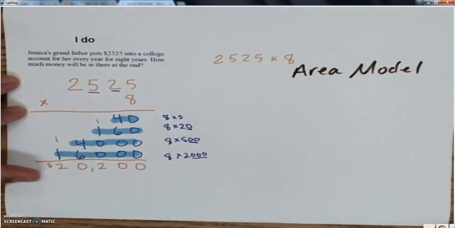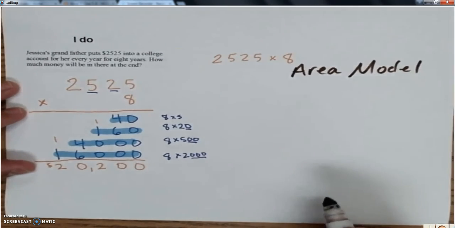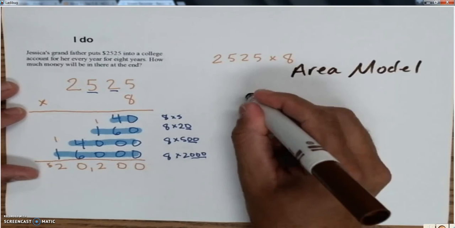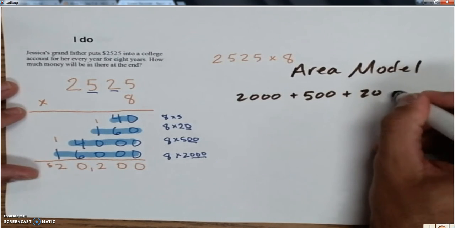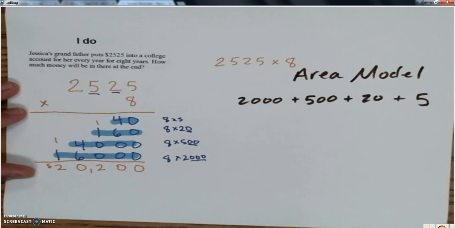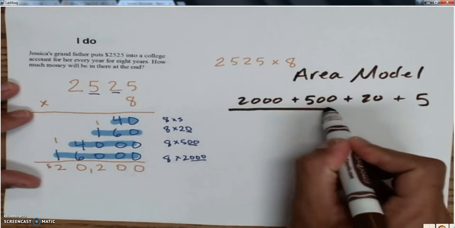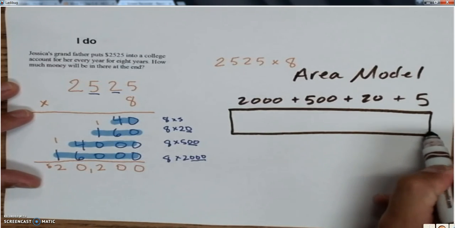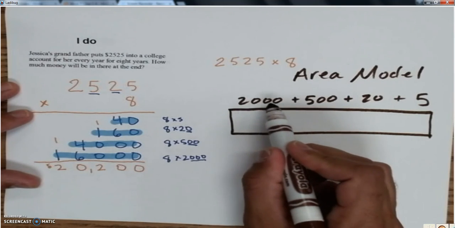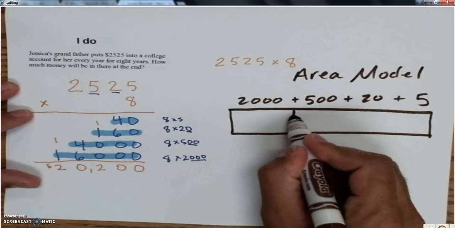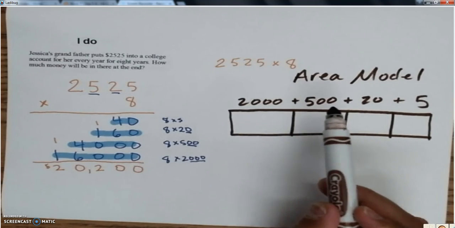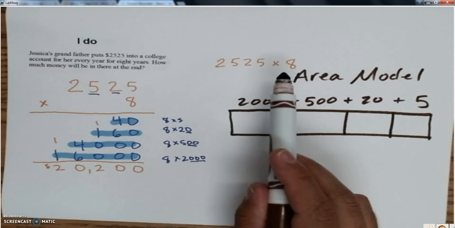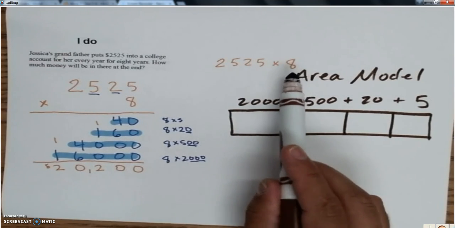So here's how the area model strategy works. I'm going to take my greater number, 2,525, and write it in expanded form: 2,000 plus 500 plus 20 plus 5. Then I'm going to draw a row of boxes and give each number in this expanded form its own box. So that's my 2,525. My other factor, 8, is already in expanded form. There's nothing to do to it, so I'm going to put it over here.